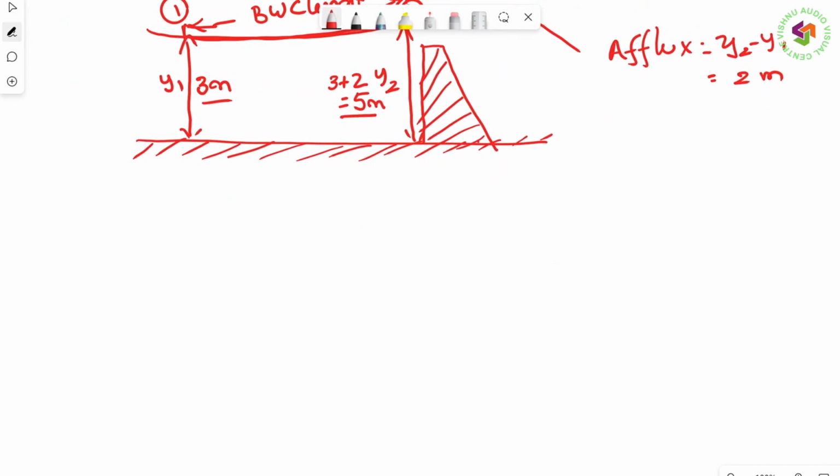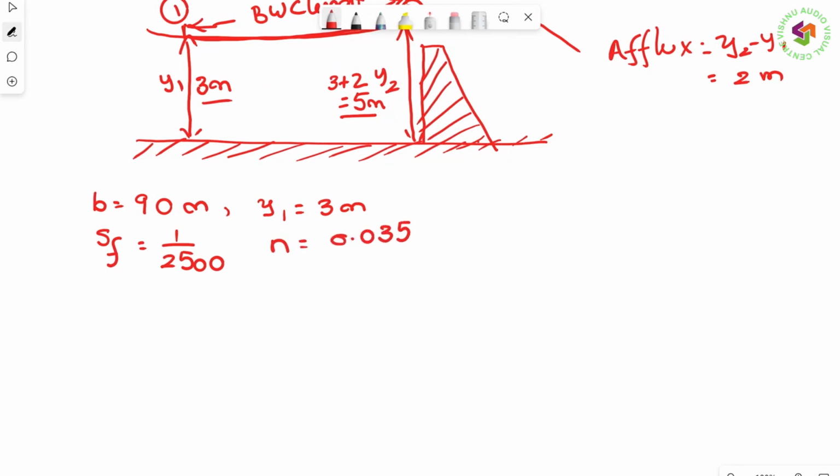Now with this background, B is equal to 90 meters. Y1 is equal to 3 meters. This is the first thing. Then he has given the surface slope, SF is equal to 1 by 2500, and N is equal to 0.035. These are the things that are given.